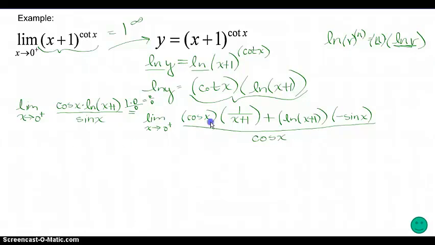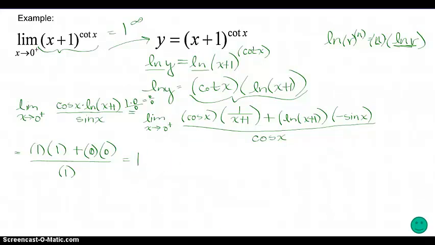So now let's do this again. I'm going to plug in 0. The cosine of 0 is 1. 1 over 0 plus 1 is 1, plus the natural log of 0 plus 1 is the natural log of 1, so that's 0, and minus sine of 0, which is 0, and all over the cosine of 0, which is 1. And look, just in one step, one iteration of L'Hopital's rule, the outputs of this function are headed toward 1. Now, I want you to notice something.